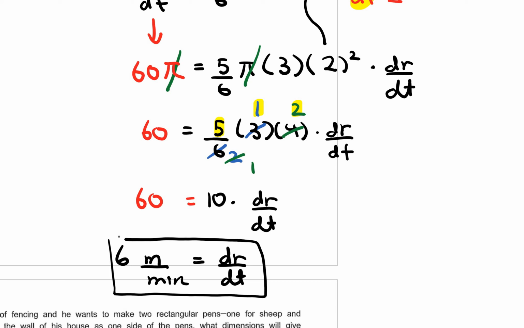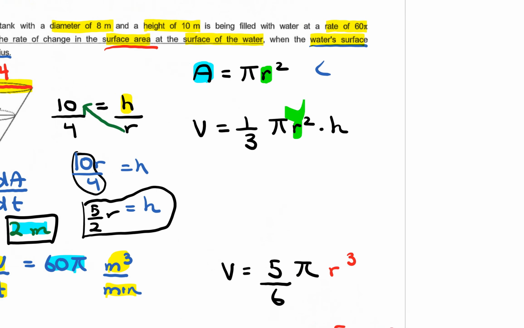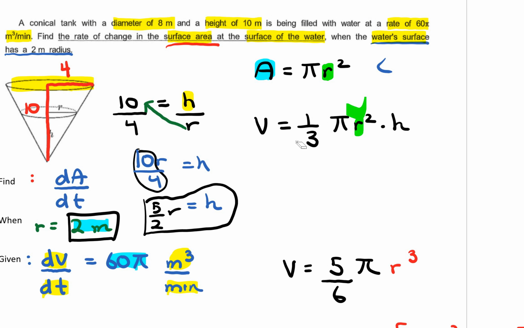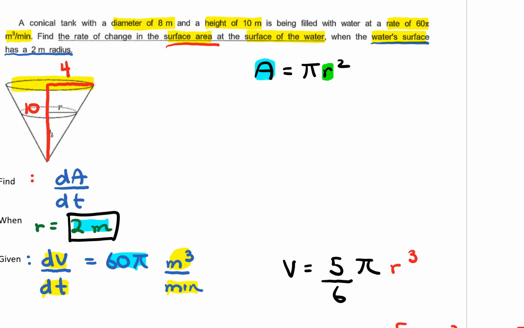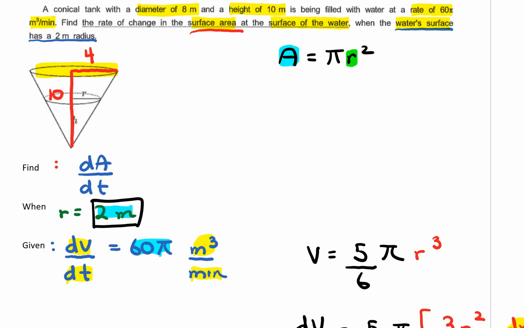All right, so we did all that work to find dr over dt, and what we're going to do now is go all the way back to the front here. We're done with the volume equation, and I'll erase all this to create some space. And just remember, our goal of this problem is I need to find dA over dt, right? I want to figure out how fast the surface area of the water is changing, right? So I need to find dA over dt.